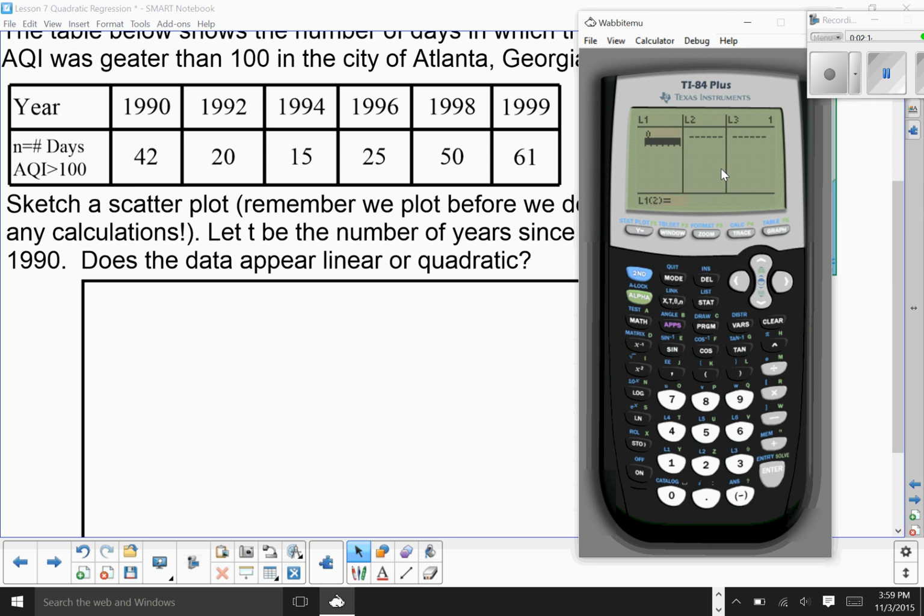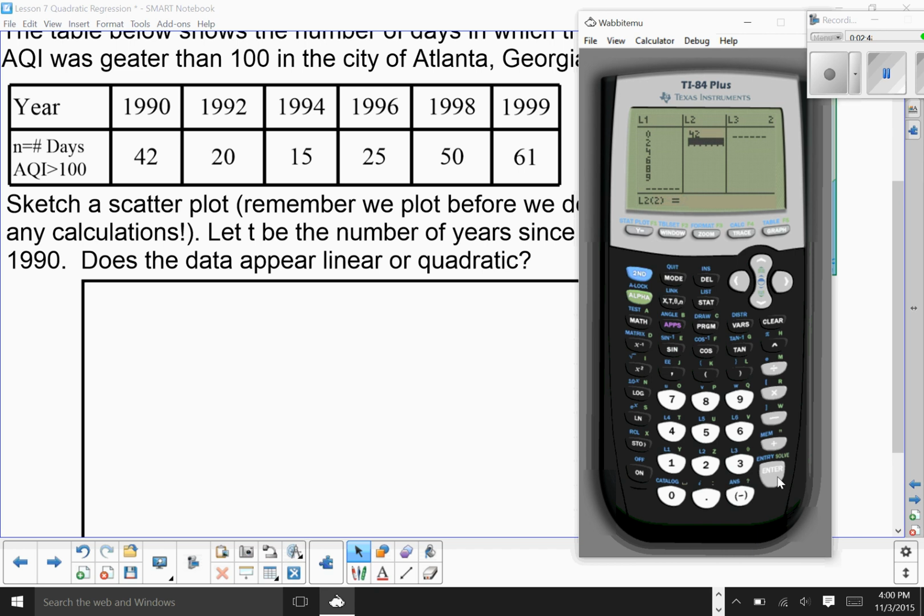And then I'm going to use 2 for 92, 4 for 94, 6 for 1996, 8 for 1998, and 9 for 1999. Basically, I'm going to say I'm starting in year 1990, and that's my year 0, and I'm just going to count up from there. This helps to keep our quadratic equation nicer, a little easier to work with, smaller numbers. Now in 1990, which was year 0, there were 42 days where the air quality was over 100.